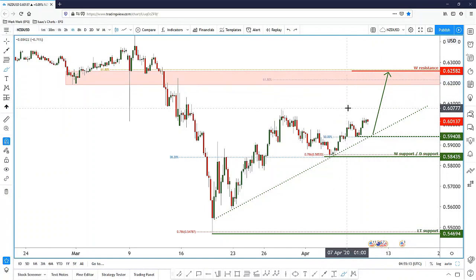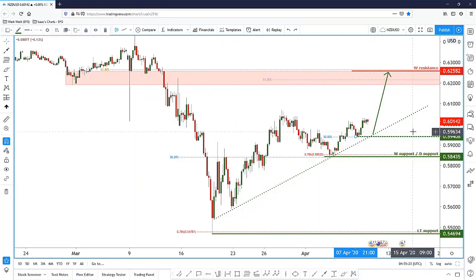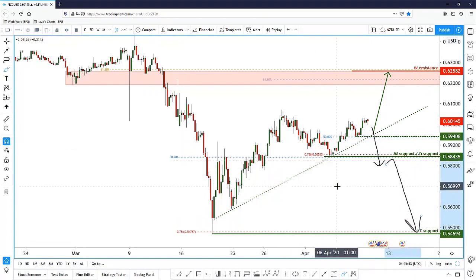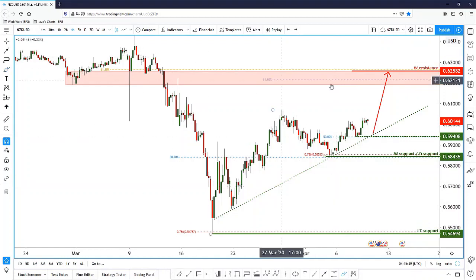So once again, just to summarize this trade of the day, this 50% level at 0.5940 will be my entry. My take profit will be at the weekly resistance, this zone at 0.6258. And if price were to break below my weekly support, my daily support, which is my pivot at 0.5843, only when price is below the weekly support, daily support, then I believe price will make a push down to retest the long-term support once again. But as long as price is above the weekly support and daily support, we are holding the short-term bullish bias.